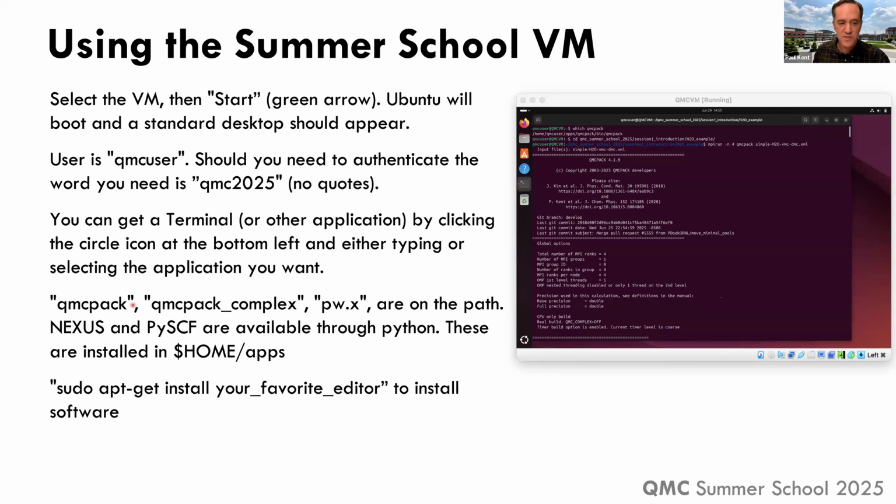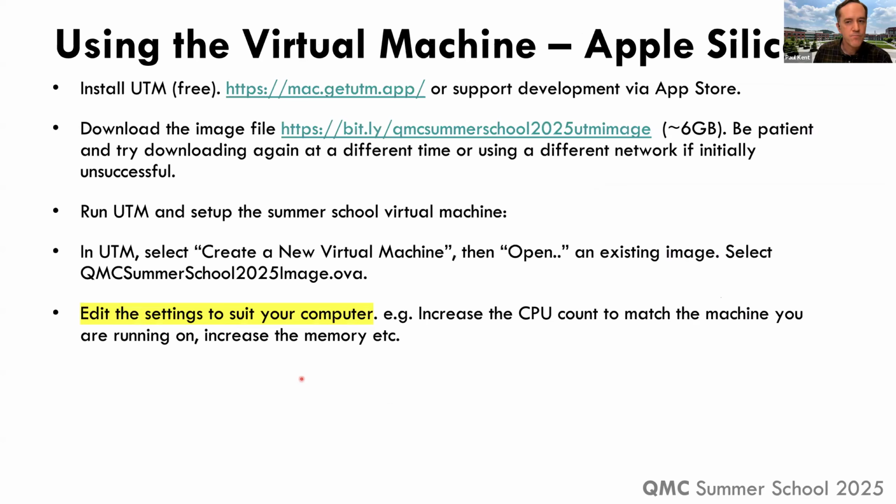So executables like QMCPACK and QMCPACK Complex and pw.x from Quantum Espresso are on the path. They're also in $home/apps. And of course, since this is a full Ubuntu desktop, you can use the package manager, which in Ubuntu is apt-get install your favorite piece of software. So perhaps you want a particular editor, you can get to it that way. What about the Apple Silicon route?